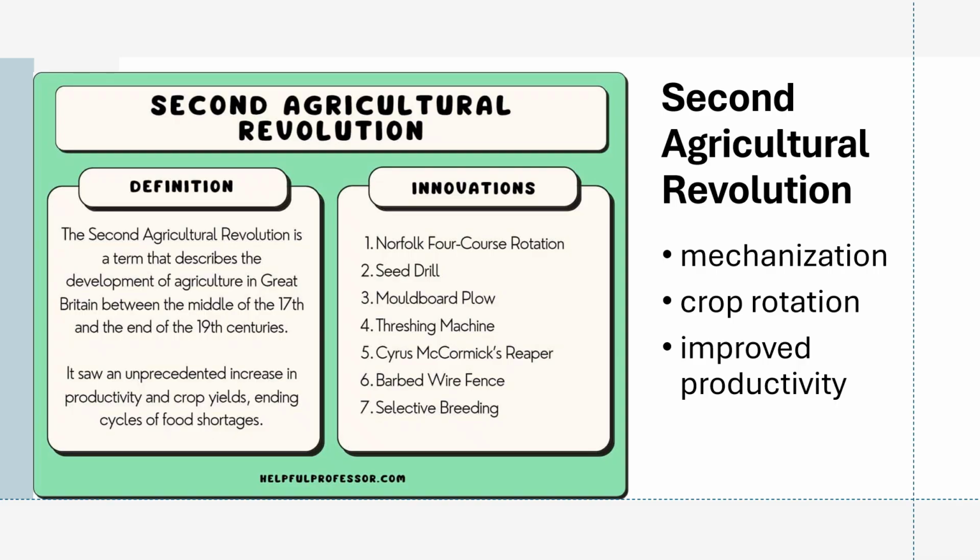The second agricultural revolution went along with the Industrial Revolution. The first agricultural revolution is when we discovered we could plant crops and they would grow. The second agricultural revolution was the mechanization added to increase the production in farming. Machines happened. Crop rotation was invented. It was all about improving the productivity of the farmers.